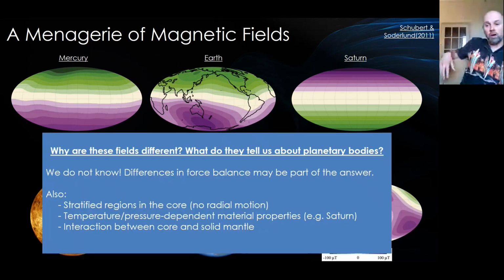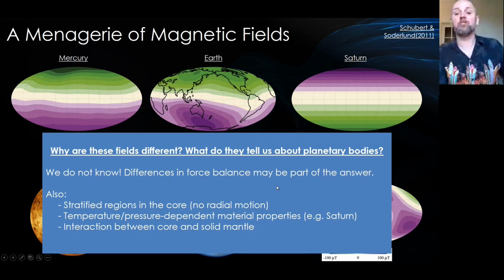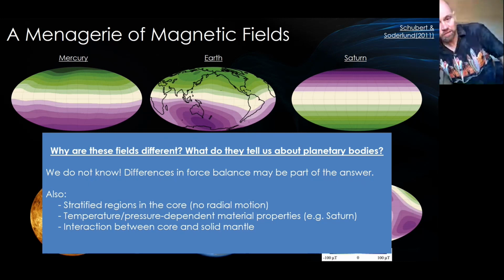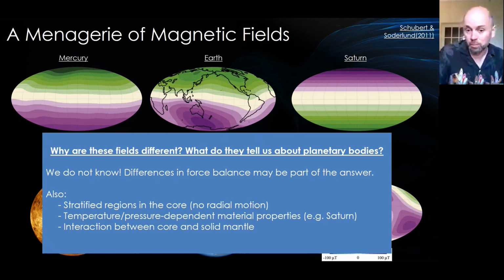Yes. So, ultimately, we don't know. We don't have a definitive answer to this question. The differences in force balance is probably part of it. Uranus might well be in this regime where the rotational effects are weak and the buoyancy driving is strong, and this produces the complex non-dipolar field. But these force balances are certainly important. It's integral to understanding these fields. But also, there will be other factors at play.